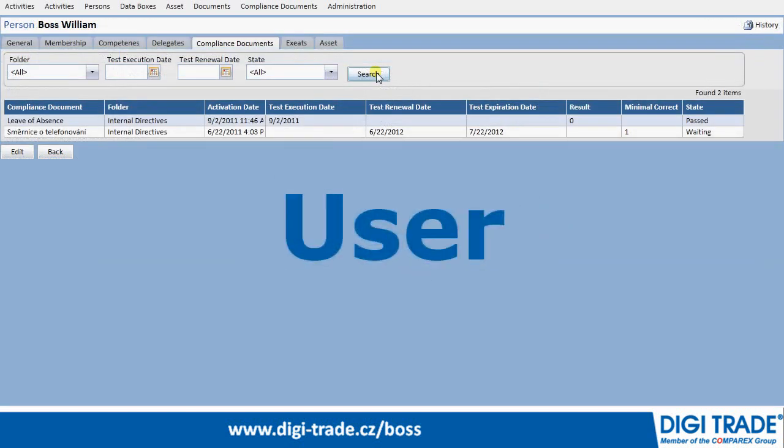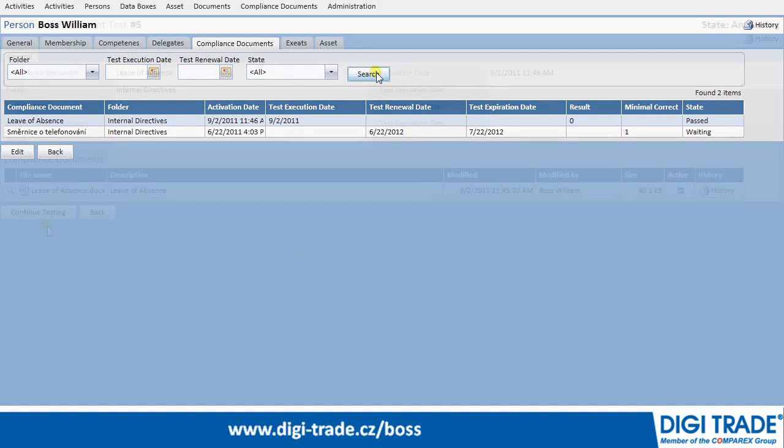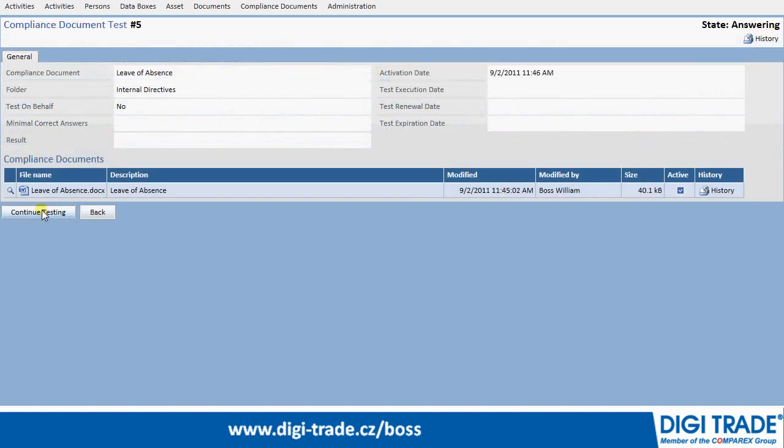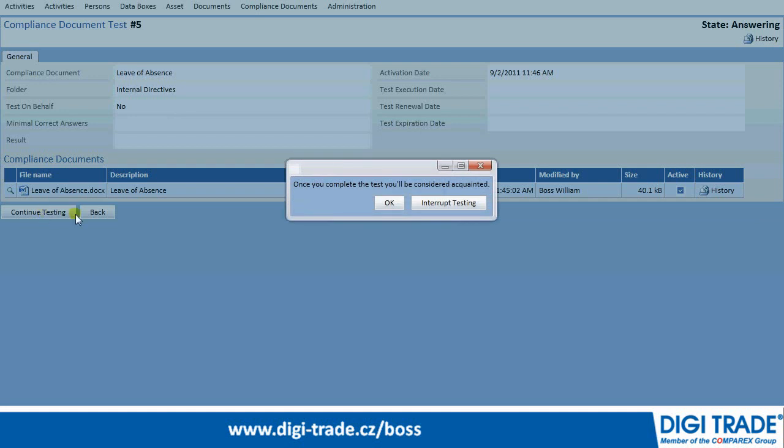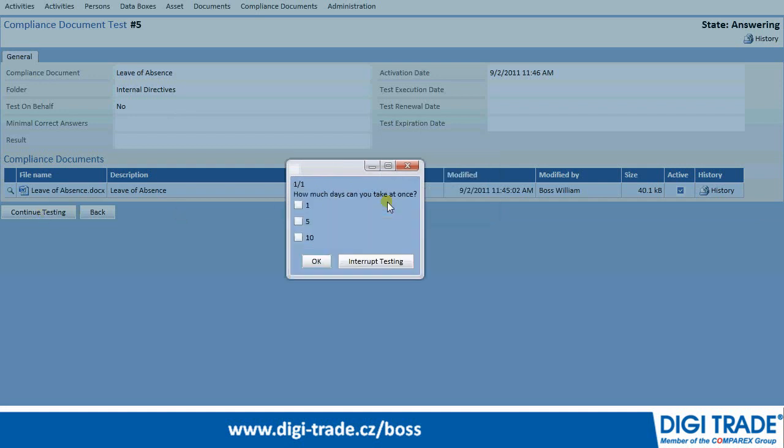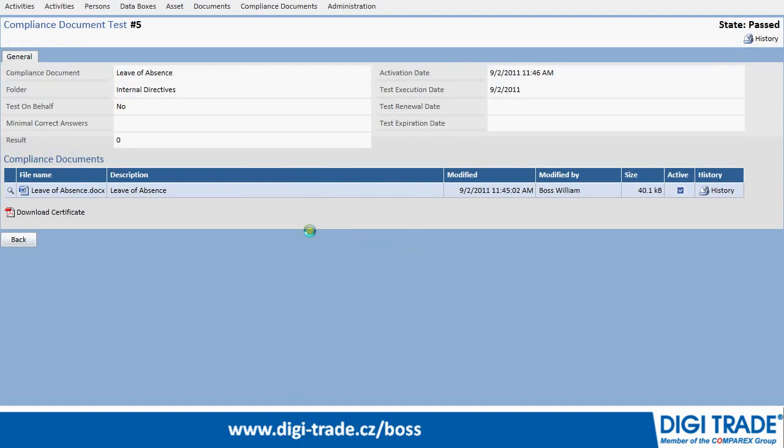Users are notified about new tests via email, or they can also see them in the system. Once they have completed the test, it is evaluated automatically. If the required number of correct answers is achieved, the person is considered acquainted. If not, the administrator is notified and can return the test to the person to be retaken.